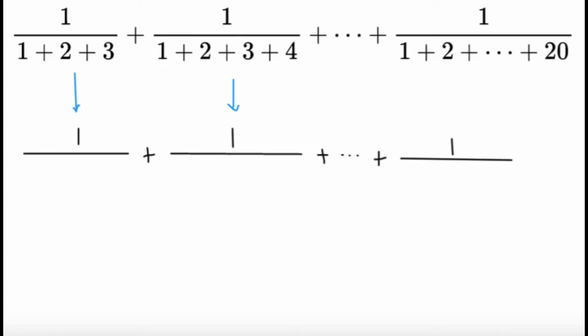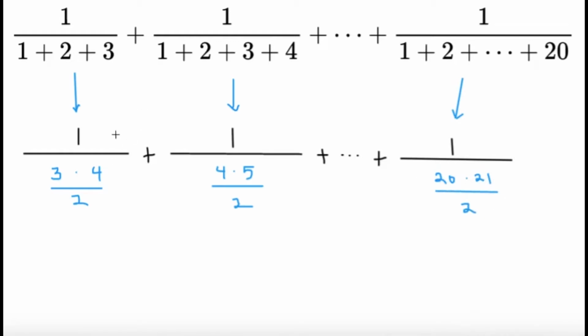So what we're going to do is use the formula n times n plus 1 divided by 2 in all of these. Starting with the first one, 1 plus 2 plus 3, that's obviously technically 6, but let us try to write it as n times n plus 1 divided by 2. We're going to do the same for the second one, the 1 plus 2 plus 3 plus 4: 4 times 5 divided by 2. And then we do this all the way until the final term, 1 over 1 plus 2 plus on and on until 20. So 20 times 21 divided by 2.